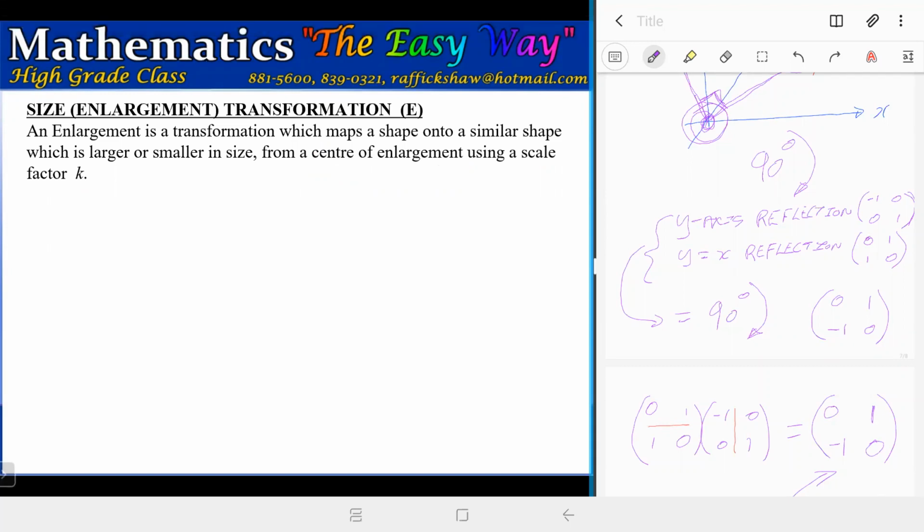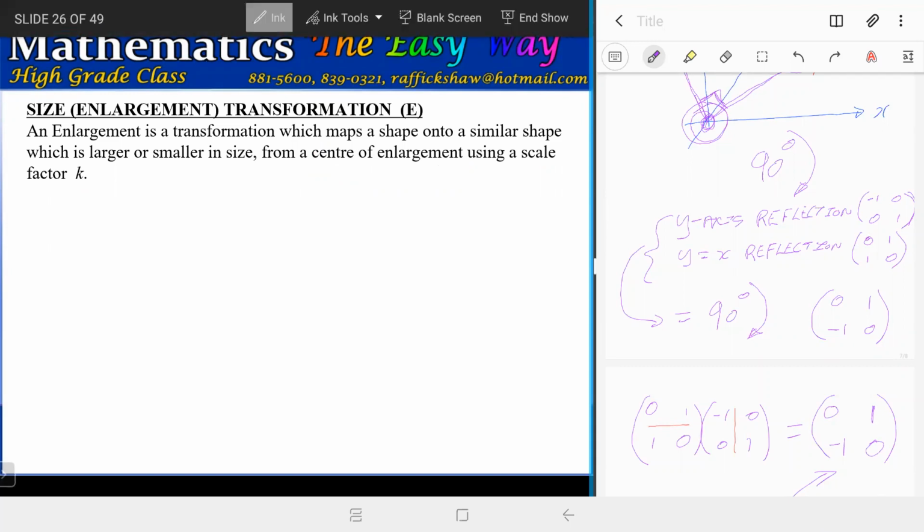If you're doing a transformation and you see something was this size, and the image is this, no guessing, that's an enlargement transformation. Once there's a change in size, the transformation is an enlargement. If it was this, and the image is that, it's an enlargement transformation. No guessing, it's an enlargement.